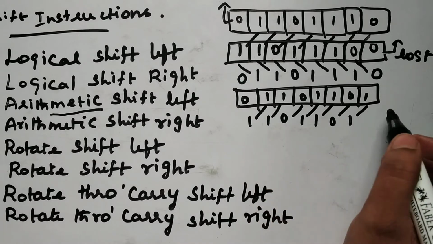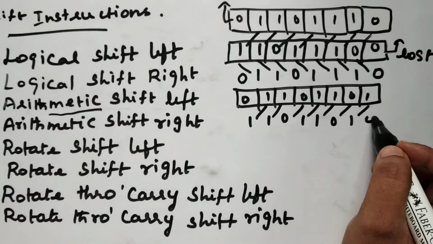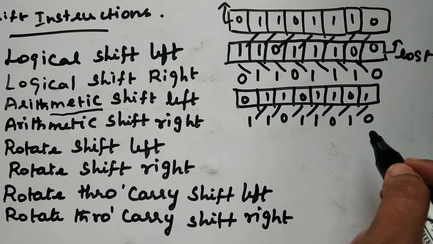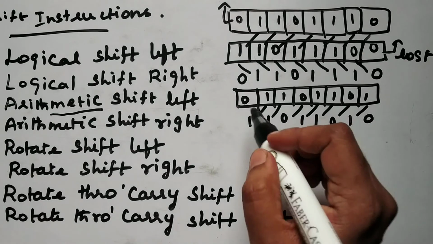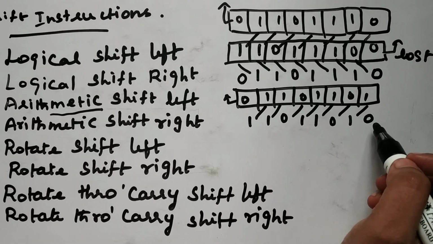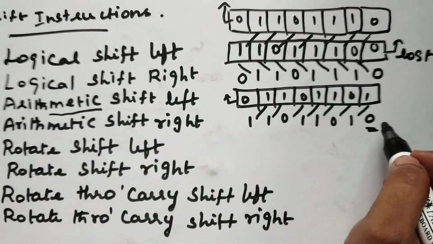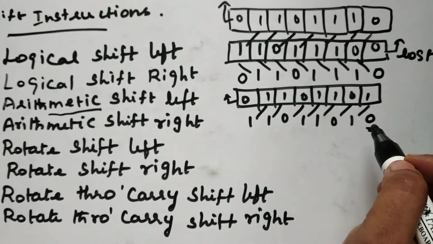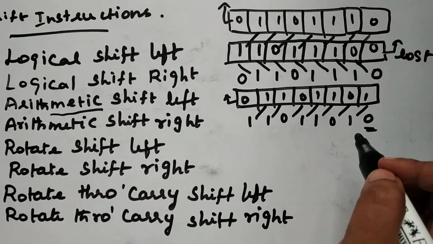Then we need to insert 0 in the rightmost bit. So this bit will go off, that is, that particular bit will be lost, and we need to insert 0 in the rightmost bit. So this is actually the output for arithmetic shift left.